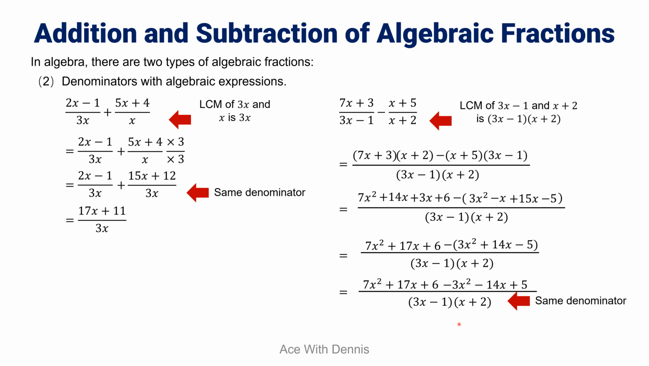The next step, of course, they have the same denominator, so we can perform all the addition and subtraction on the numerator here. So 7x squared minus 3x squared, we get 4x squared. 17x minus 14x, we will have positive 3x. 6 plus 5, we'll get 11. Then this will be our final answer.